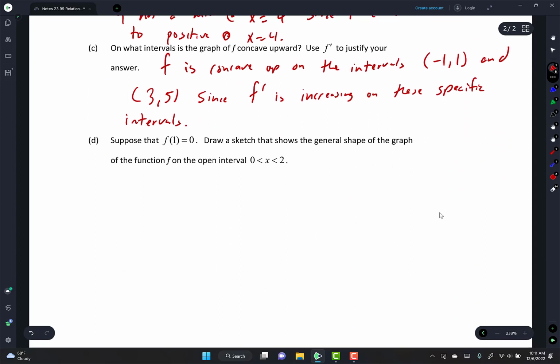All right. Letter D. Suppose that f of 1 equals 0. Draw a sketch that shows the general shape of the graph of the function f on the open interval 0 to 2. Now, okay, I'm going to slow down.